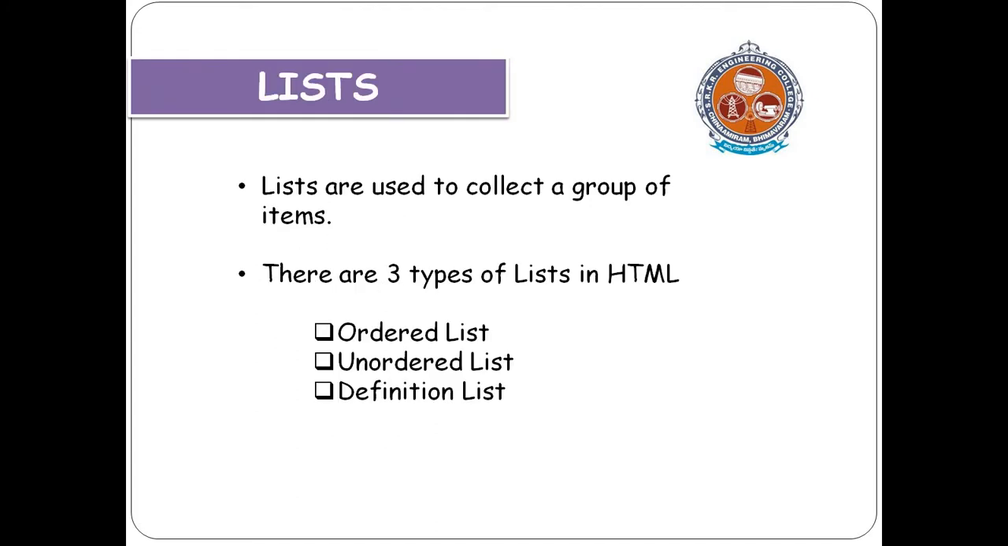Lists are used to collect a group of items. In our general time, for example, in our classroom you have an entire 60 members of students. That is one list. That means the list consists of roll numbers 1 to 60. So that type of collective group of items is nothing but a list. In HTML, three types of lists are available: ordered list, unordered list, and definition list.